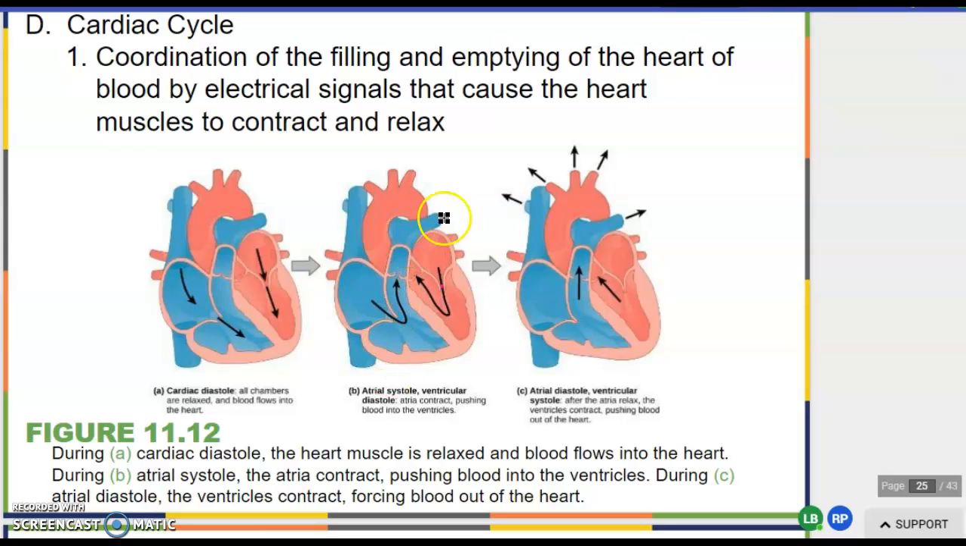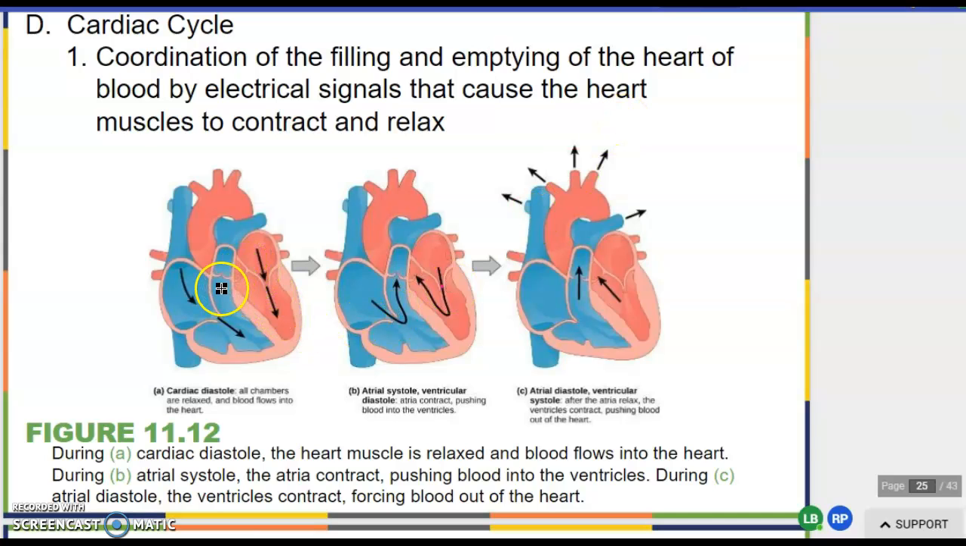Consecutively, at the same time, as this gets pushed out to the lungs, obviously the blood that was in the lungs getting reoxygenated now gets pushed in through the atrium and then through the ventricle on this side. And then the final phase is it gets pushed out to the different parts of the body. Okay, so this is oxygenated blood being pushed out to the body.